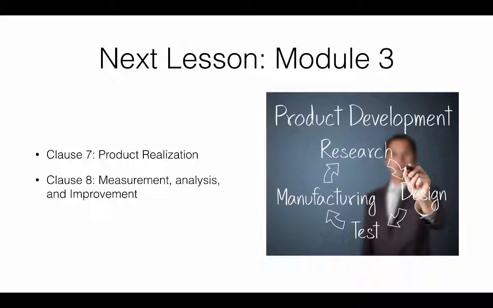So that concludes Module 2, ISO 9001 Clauses 1 through 6. In the next lesson, Module 3, we will discuss Clauses 7 and 8, Product Realization, and Measurement, Analysis, and Improvement.